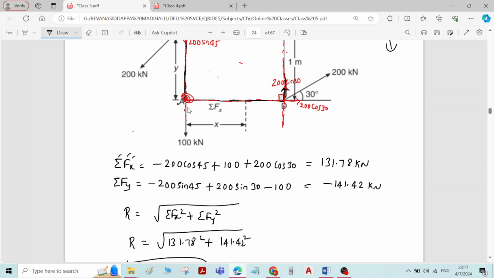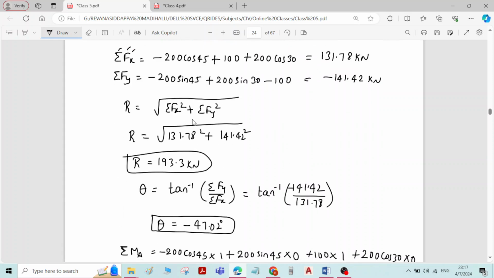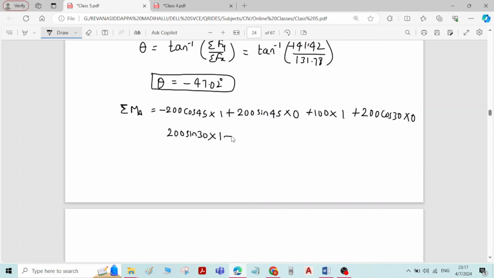Now lastly, the moment of this 100 kilonewton force about point A is how much? Again it is 0, because the 100 kilonewton force is passing directly through point A. Point A lies in the line of action, so there is no moment. 100 into 0 again, plus 100 into 0. Okay, so we are able to write the moment calculation for all the forces.